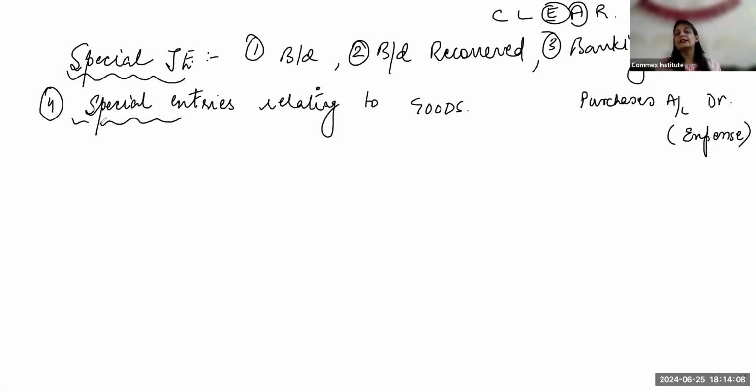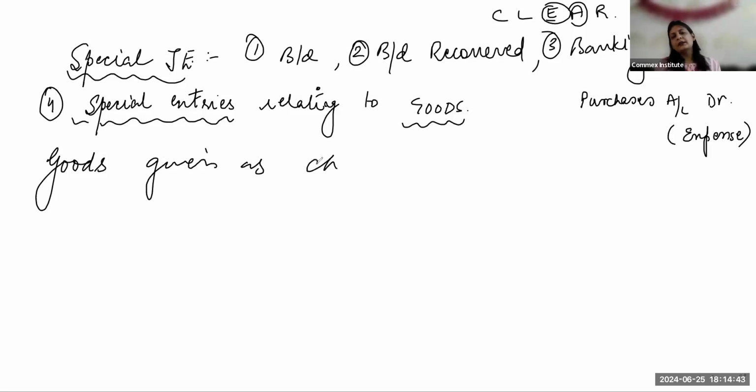Why are these special entries relating to goods? Because here we'll see that purchases account will be credited. And that is why we call these entries special entries. Because in general, the rule is very evident that purchases being an expense should be debited. Now, why should purchases be credited? So these are the special circumstances where we will have to credit purchases. In this, the first one is goods given as charity or donation.